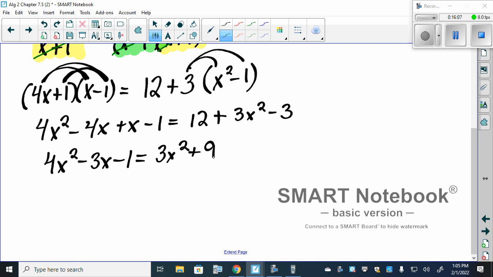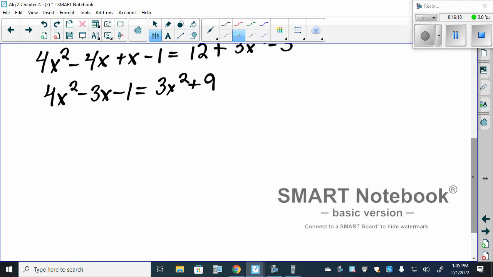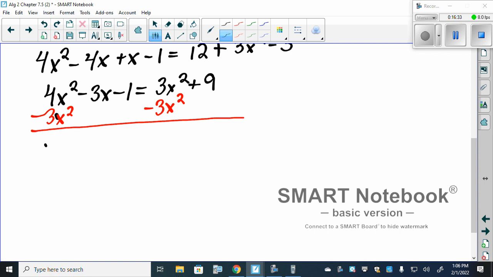Now, we do have a quadratic, because we have two different spots where we have a variable to the second power. So let's move those first and see if we still have a quadratic. So the first thing we can do is subtract 3x squared from both sides. 4x squared minus 3x squared would be x squared. Minus our 3x minus 1 is equal to 9, because these 3x squares would simplify out, because 3 minus 3 would give us 0, so they cancel out on the right-hand side.